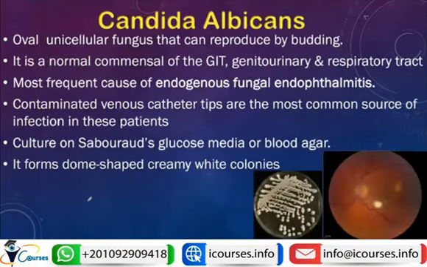So, talking about Candida. Candida is a unicellular, oval yeast organism that reproduces by budding. It is a normal commensal of the GIT, genitourinary system, and respiratory tract. Its importance in the eye is that it is the most common cause of endogenous fungal endophthalmitis.